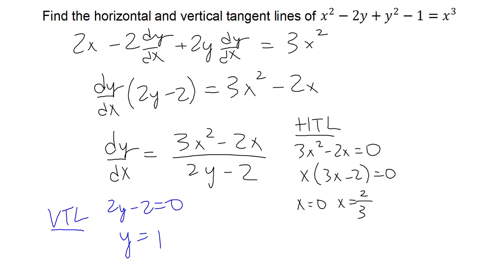So we'll deal with the x equals 0 and the x equals 2/3 first. Those need to get plugged into our original equation to determine if we actually have points there. So let's make a new page here. If we've got x equals 0, and we plug that into our original, which our original equation was x squared minus 2y plus y squared, minus 1 equals x cubed.